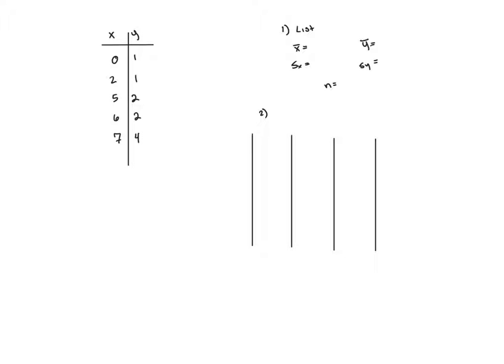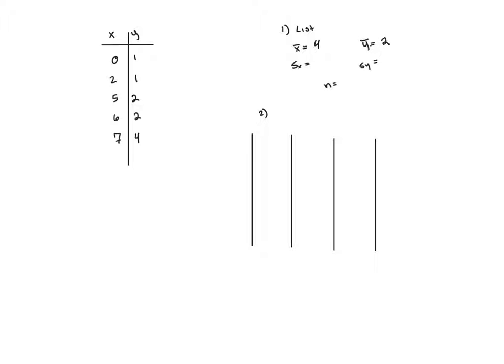For our first example here, we're going to go ahead and look at the data set on the left. I've got x values and y values, and I'm going to calculate the correlation coefficient for them. To begin, I need to find my averages, and if I average those x values, I get an average of 4. And if I average the y values, I get an average of 2.